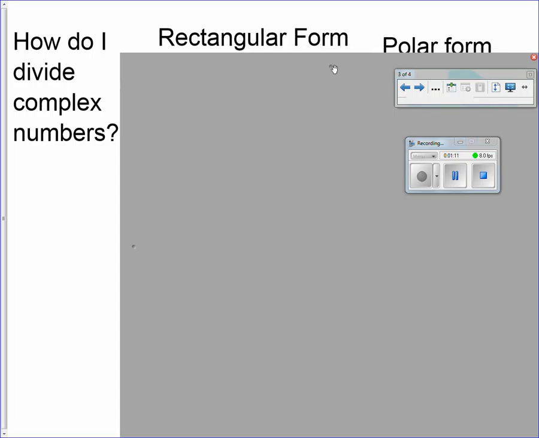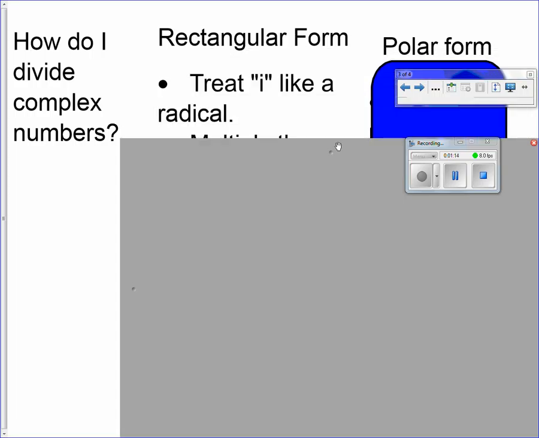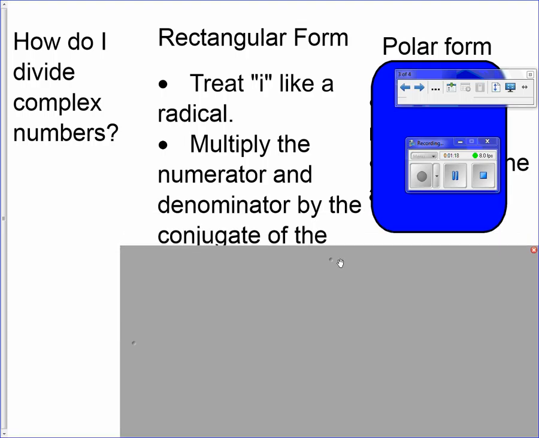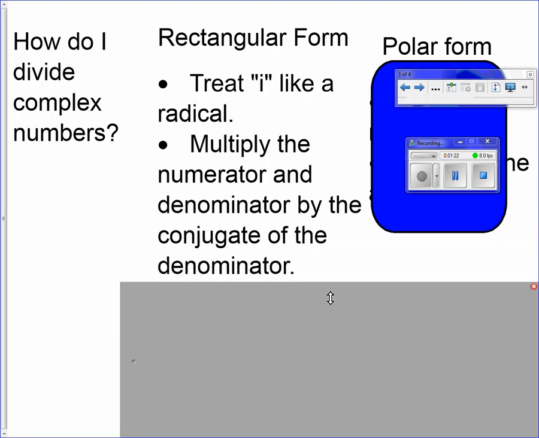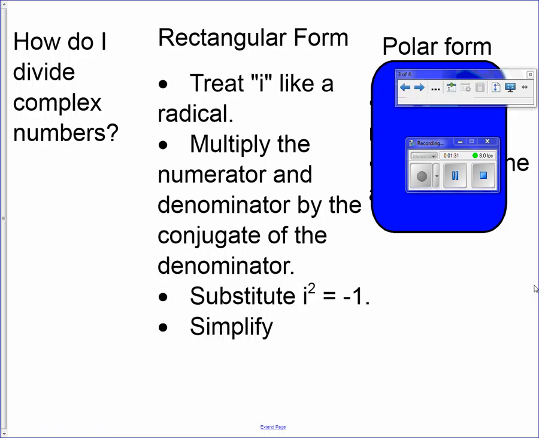For dividing your complex numbers, again, you're going to treat i like you would treat a radical. You're going to multiply both the numerator and the denominator by what's called the conjugate. The conjugate just means that you've changed the sign. Again, i squared is going to convert to -1, and from there you'll be able to simplify. We'll talk about how to divide complex numbers in polar form in class.